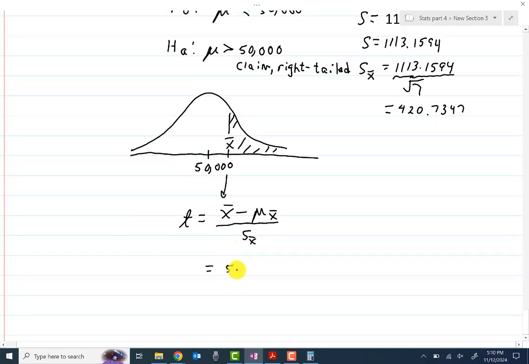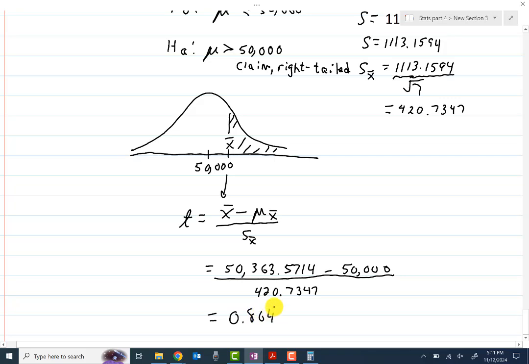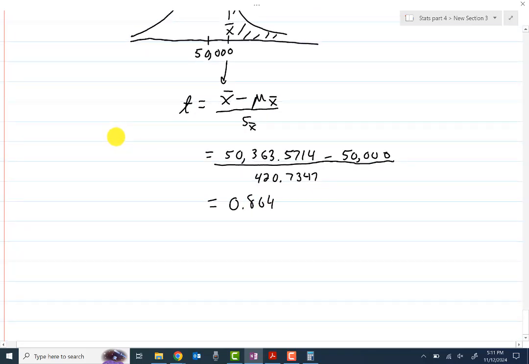My X bar was 50,363.5714. And our S sub X bar is 420.7347. I get 0.864. Let's draw a picture.